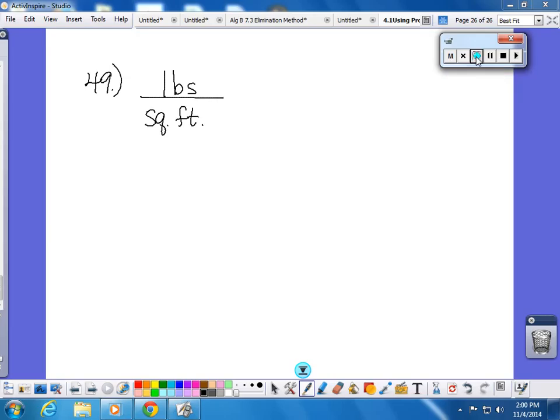Alright, read the problem. A fertilizer manufacturer recommends 4 pounds of fertilizer for every 1,500 square feet of land. So 4 pounds of fertilizer for every 1,500 square feet of lawn. The question is, how many pounds of fertilizer are needed to cover 2,400 square feet?